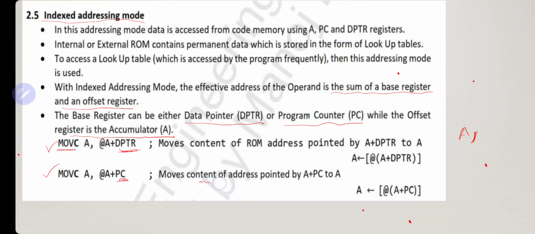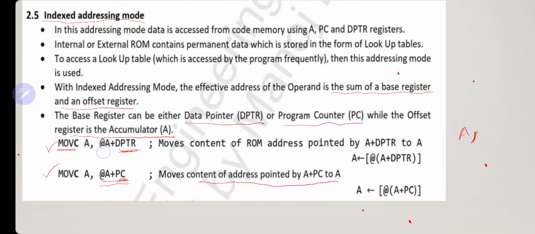So move the content of the address pointed by A+PC. Thus we add the accumulator A with the PC. So take the location A+PC, then its content is taken as an address. The content of that address is given to the A register. So this is the indexed addressing mode.